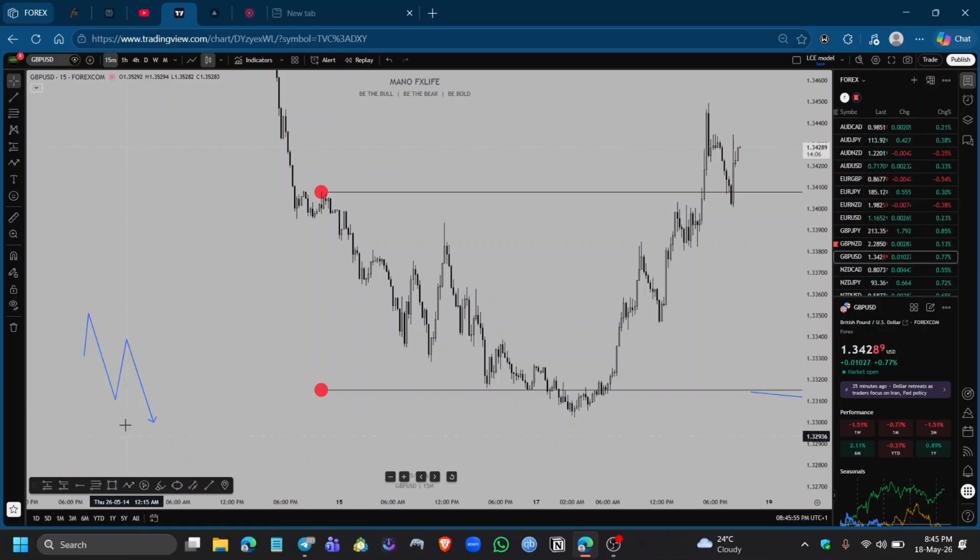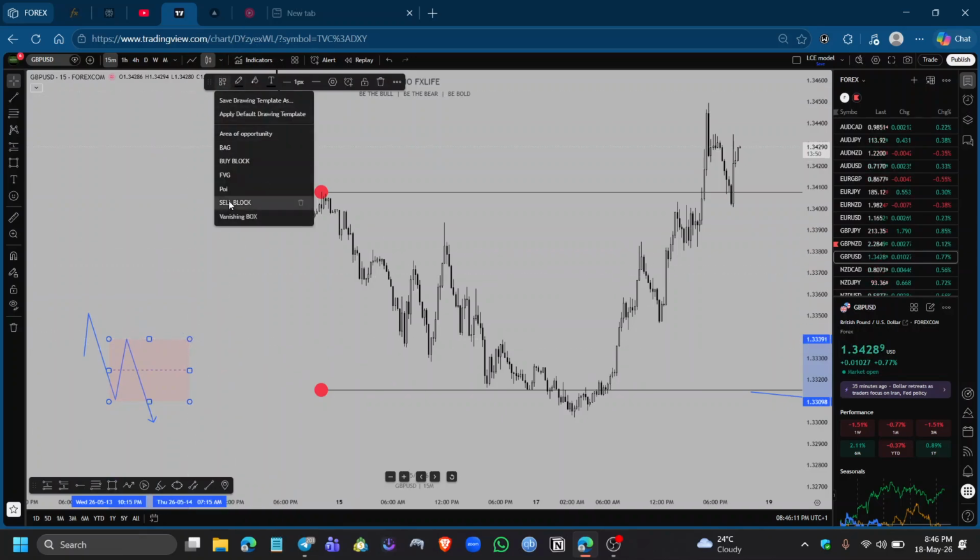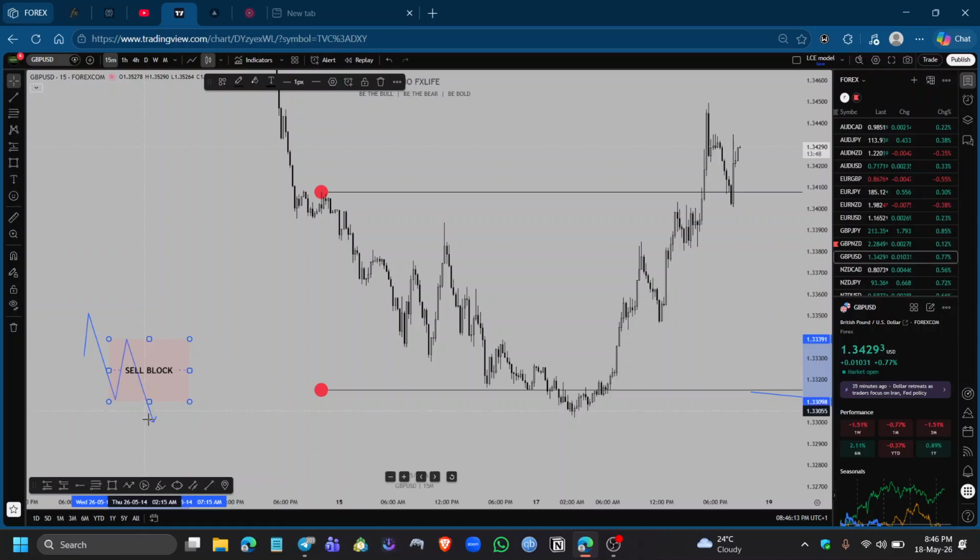The area from the retracement where the retracement started to the area where the impulse downward started is the sell block or buy block. This is the sell block. Why? Because the market is going down.